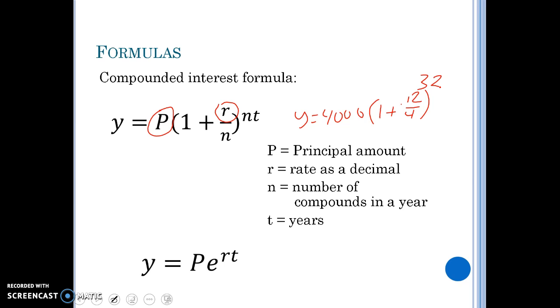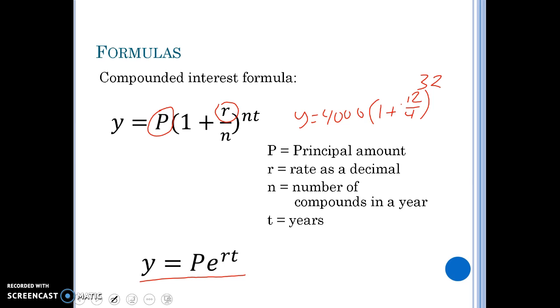Compounded continuously is given by this formula, where P is still the principal, and e is a special number like pi, and that is on your calculator. You can find the e on your calculator, located on the 3rd row from the bottom, in a little e to the x button, right next to a button that looks like an ln. And if you go e to the first, it's 2.7.